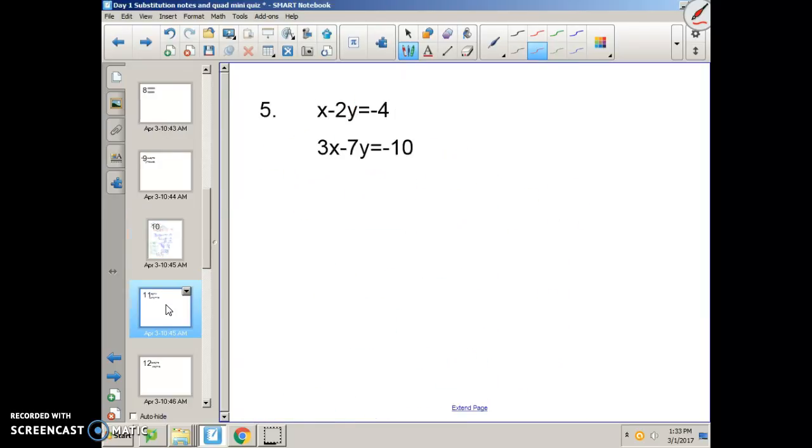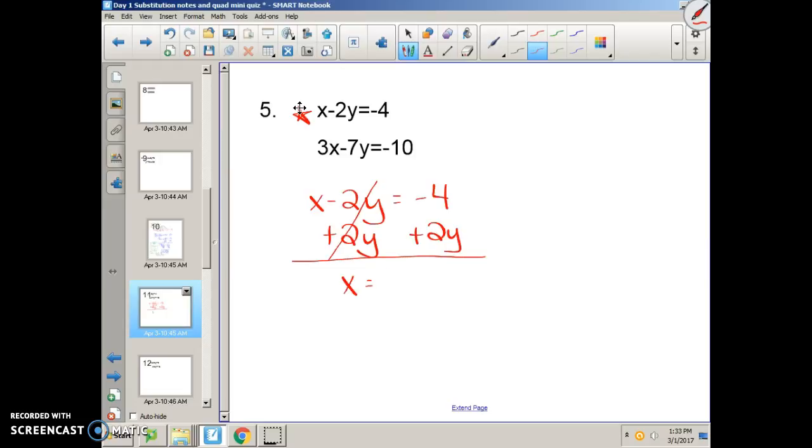Now I can pick which equation I want to work with, but I'm going to pick this one. Why would I pick that one? Well, because x already has a coefficient of 1. All I have to do is move everything else away from it. I don't have to divide out any numbers. So x minus 2y, I'm just going to rewrite it down here for space reasons. I want x to be by itself, so add 2y to both sides, which means x is actually equal to 2y minus 4. These cannot be combined. They're not like terms, so don't try and make them like terms.